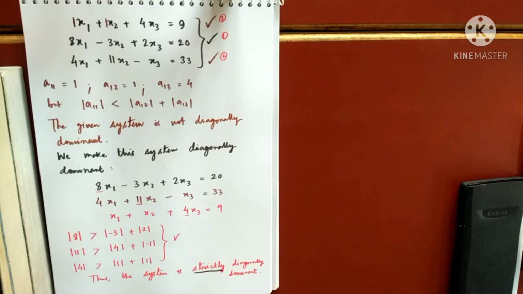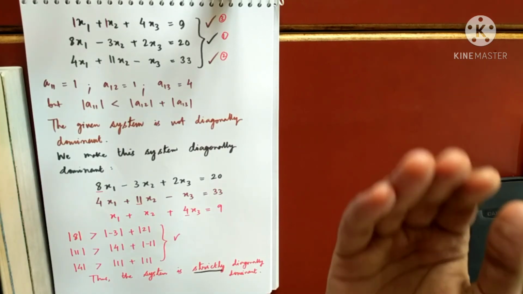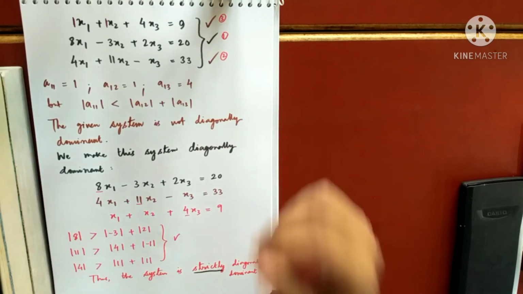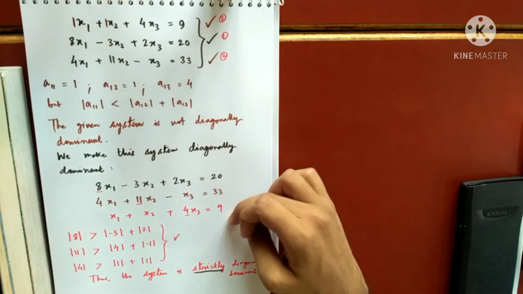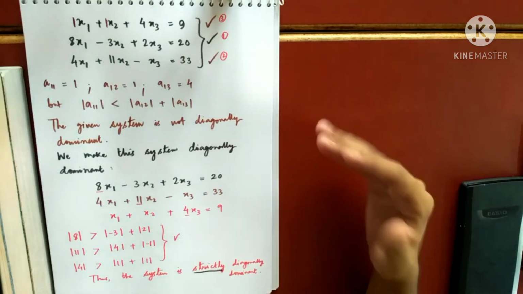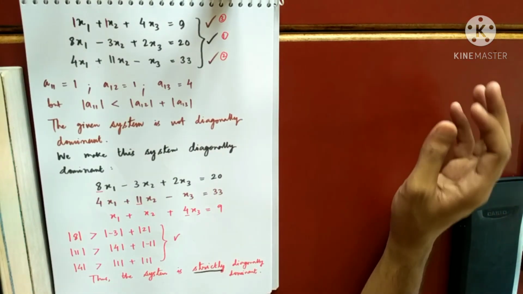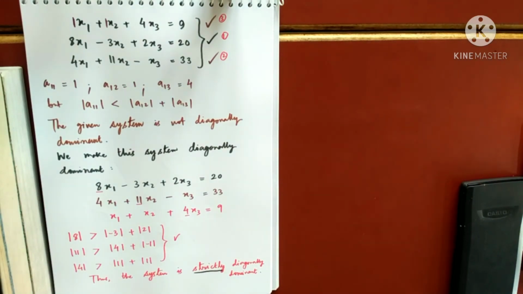What is the Gauss-Jordan method? I will explain in the next class. I have already taught you how to convert a non-diagonally dominant system to a diagonally dominant system. There may be a possibility to make that. Only when my system is diagonally dominant can I apply the Gauss-Jordan method to solve it. So that's all for today. In the next class, I will teach you about the Gauss-Jordan method.